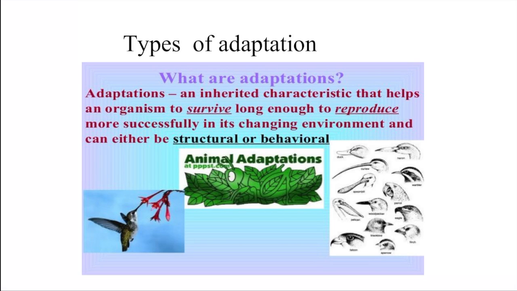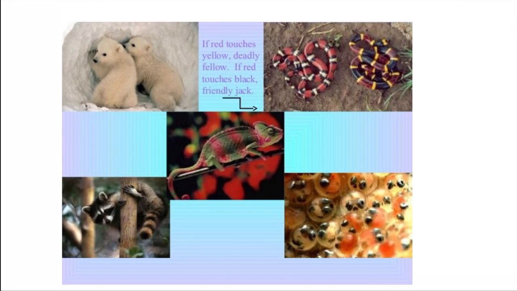Types of adaptation. Some animals have to adapt to their places. What is adaptation? Adaptation is an inherited character that helps an organism to survive long enough to reproduce more successfully in its changing environment, and it can be either structural or behavioral.